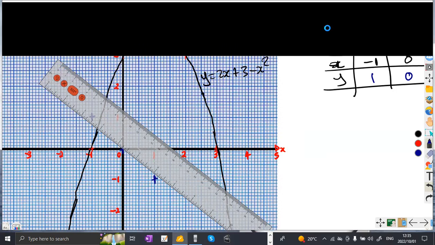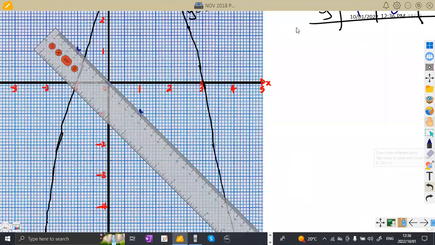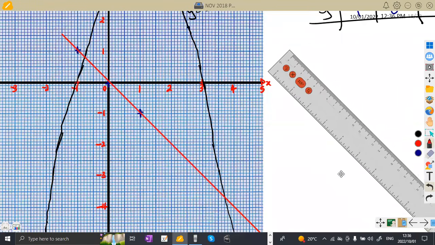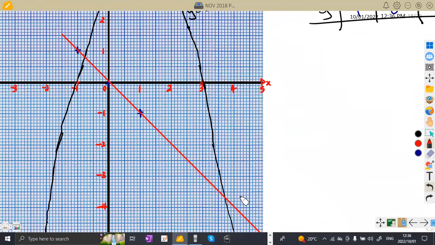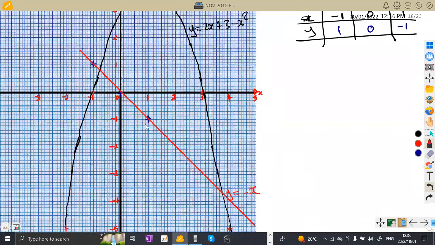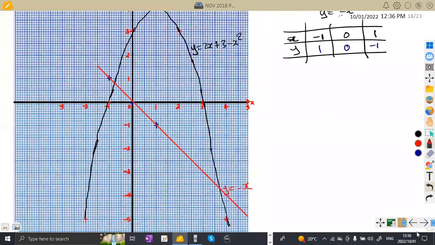Sorry for that, guys. So when joining these points, the line that you're going to have is a straight line. Join your points up to the last one, just like that. All right, so this is where we've got y = -x from the graph. So you just have to join the 3 points that we had.